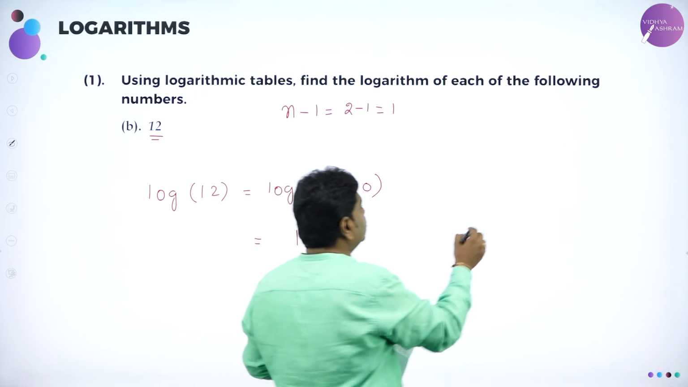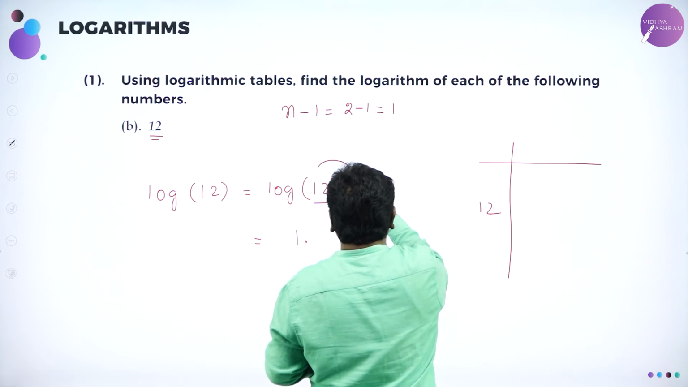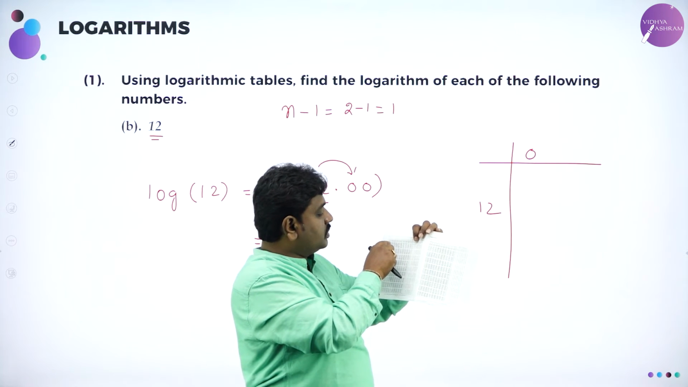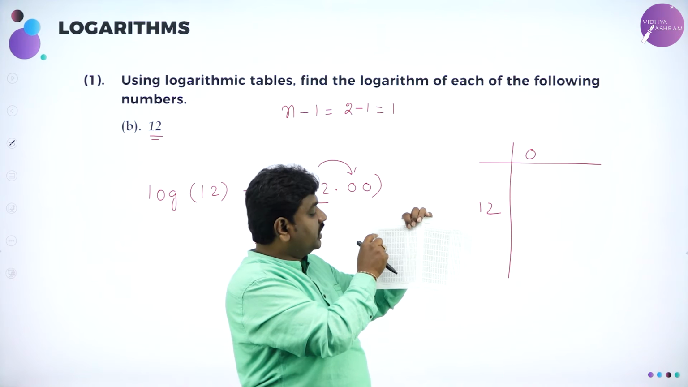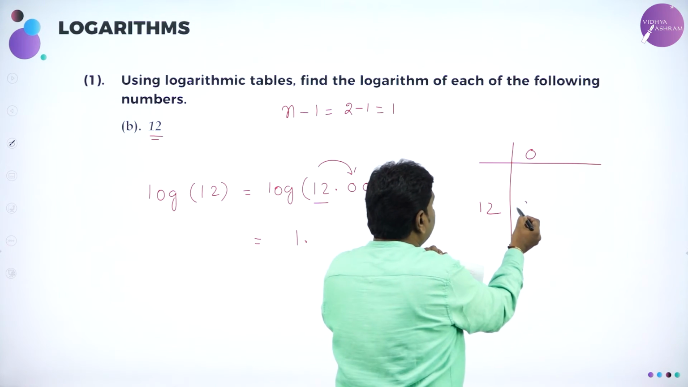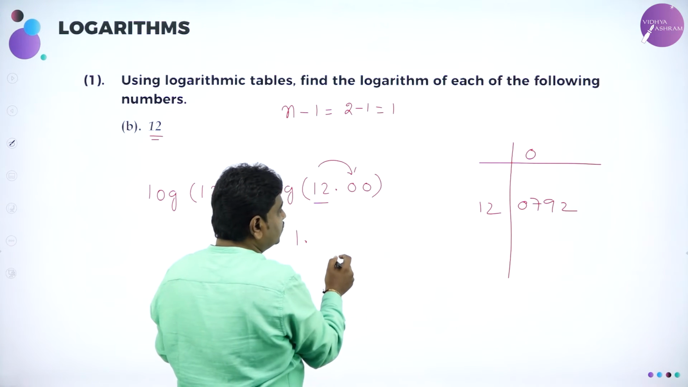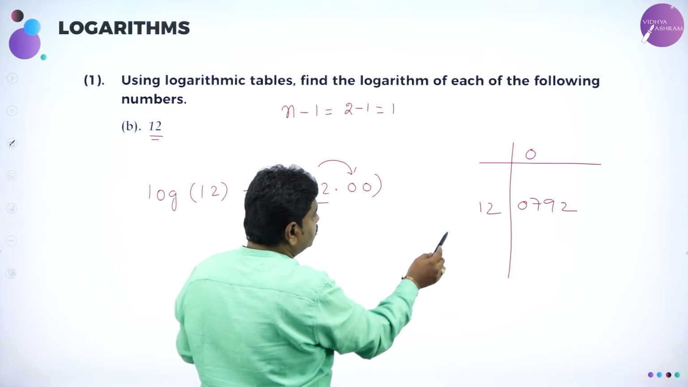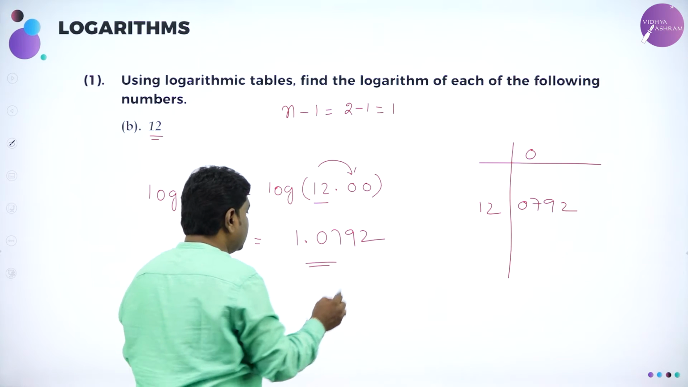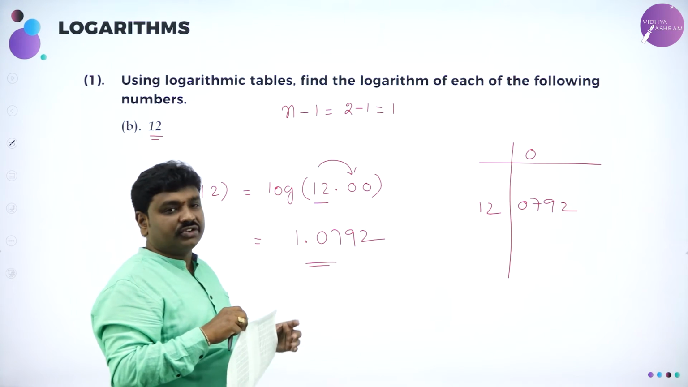Now I should take the first 2 digits. In the log book, 12 under 0. So use the log sheet. The log starts with 10 vertically, 10, 11, 12. So 12 under 0 gives 0, 7, 9, 2. After this we don't have digits, so 0 is not considered. So I'll write 0, 7, 9, 2. Log 12 is 1.0792. Hope all of you understood this.